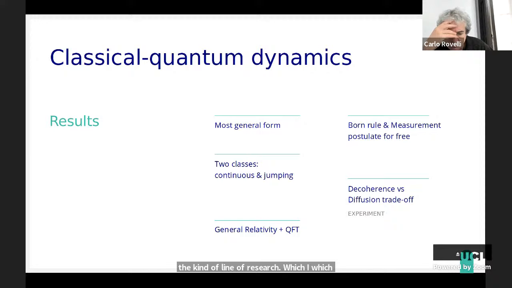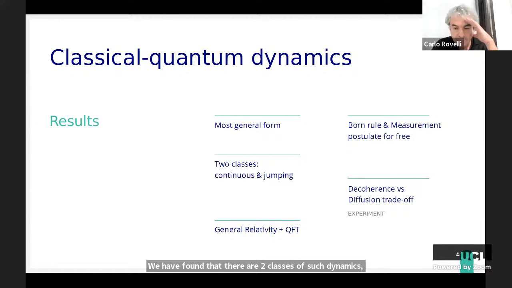Good. So the results I'll present are as follows. We can ask the question, can we have consistent classical quantum dynamics? Well, we know the answer, we can, but what we've been able to derive is the most general form of this dynamics. We have found that there are two classes of such dynamics, one which is continuous and one which has jumps in phase space. We find that we can write down what looks like a sensible theory where the space-time metric is treated classically. Nonetheless, the fields remain quantum fields. And if we do such a theory, then we find that we don't need the Born rule, or to think about measurements, we somehow get the measurement postulate for free. And then there are experiments that we are proposing, which arise from very general considerations about how classical systems have to be combined with quantum systems.